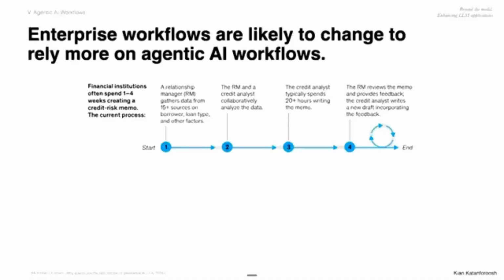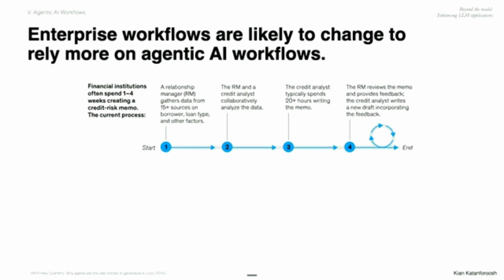Here's another example from enterprise workflows, which are likely to change due to agentic AI. This is a paper from McKinsey, I believe from last year, where they looked at a financial institution and said, we observed that they often spend 1 to 4 weeks to create a credit risk memo. And here's the process. A relationship manager gathers data from more than 15 sources on the borrower, loan type, other factors. Then the relationship manager and the credit analyst collaboratively analyze that data from these sources.